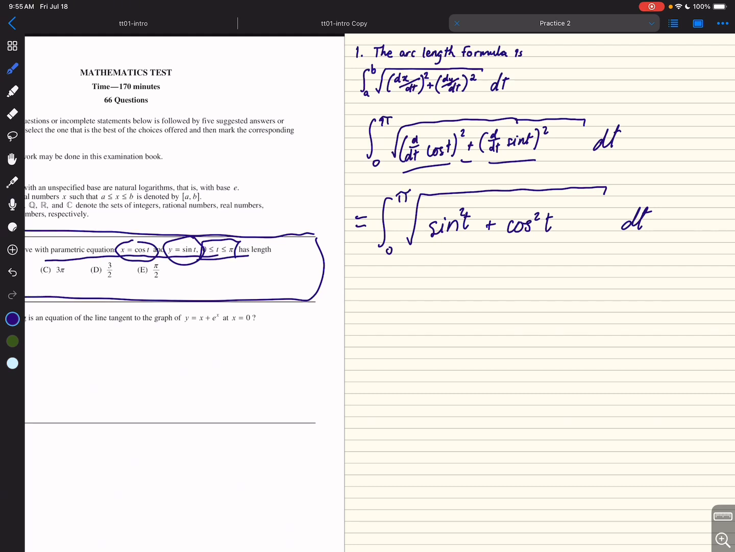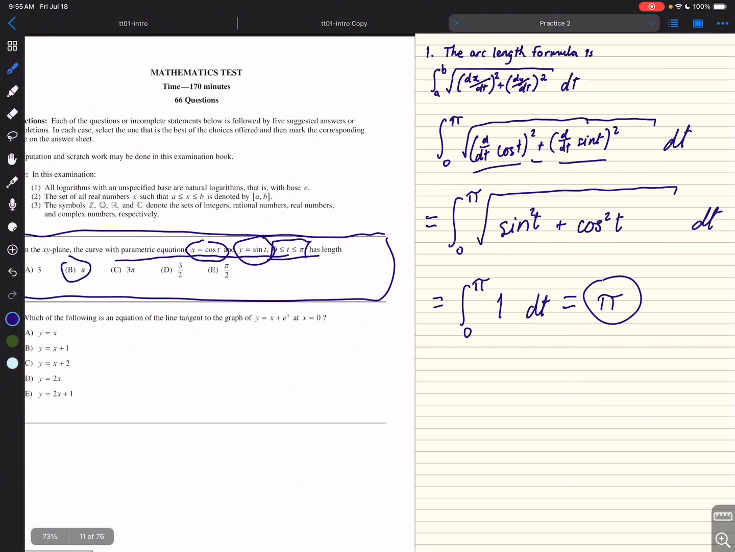We need to recall the Pythagorean identity for trig functions. So this sine squared plus cosine squared is the same thing as 1. The square root of 1 is 1. So this is the same as the integral from 0 to pi of 1 dt. And whenever you integrate a constant, you can just multiply by the difference in the bounds. So long story short, this comes out equal to pi, and there is the answer. So the correct answer is B.